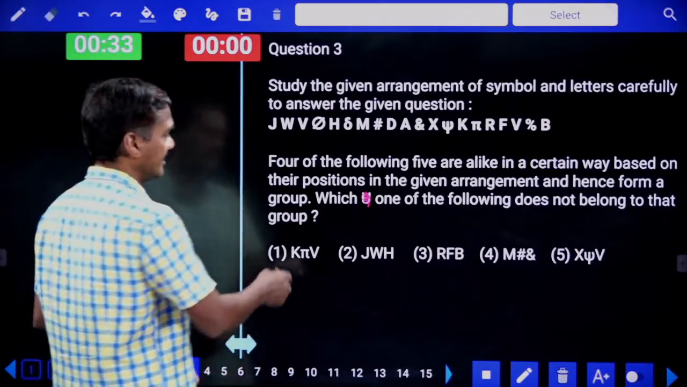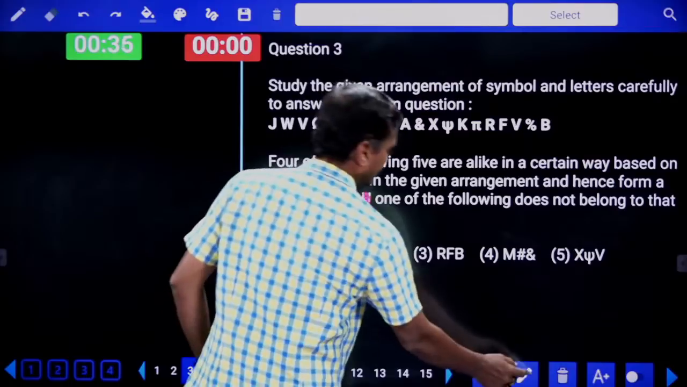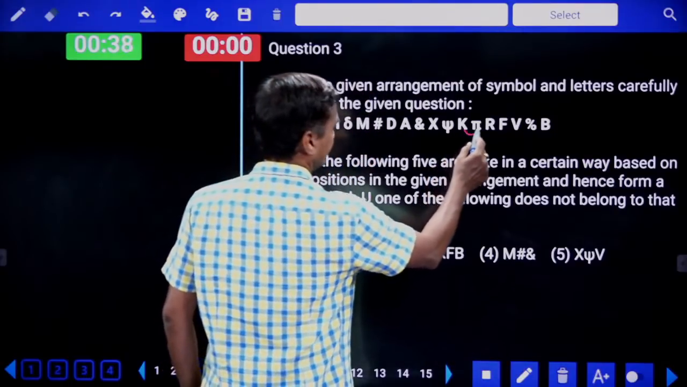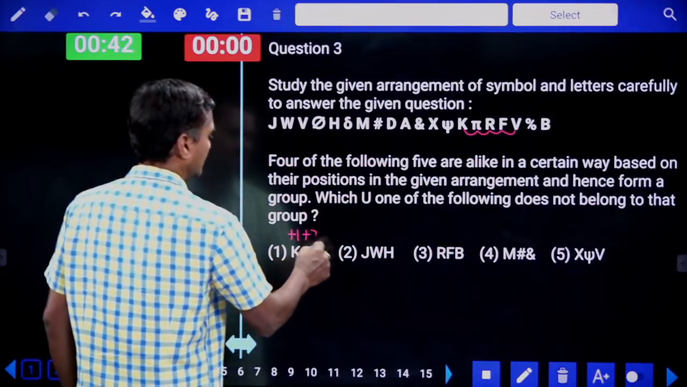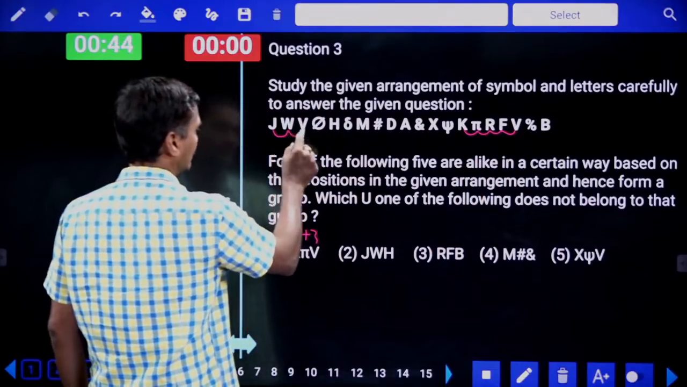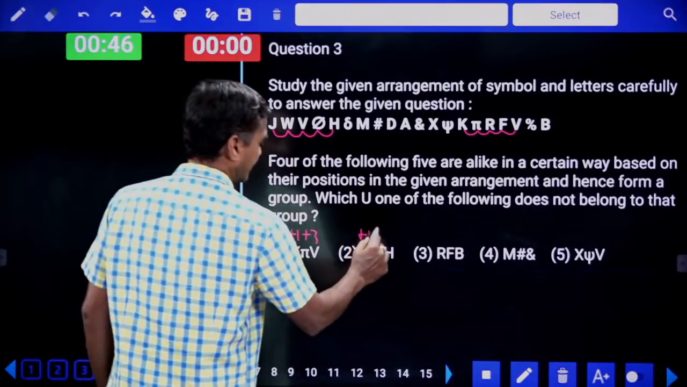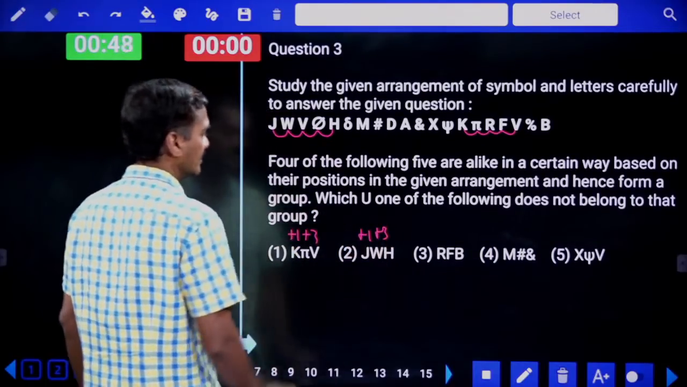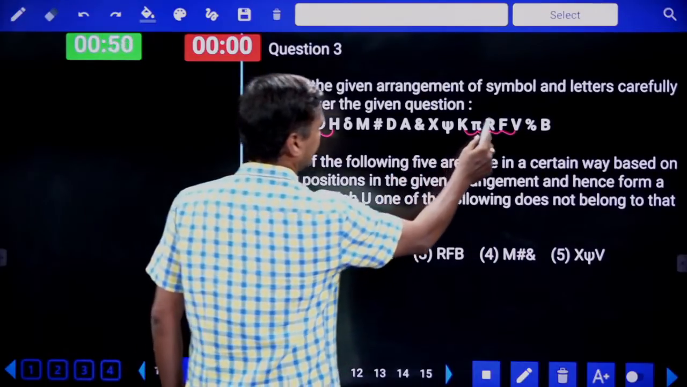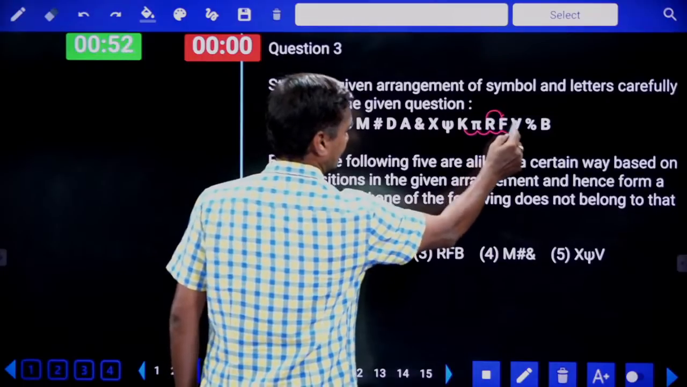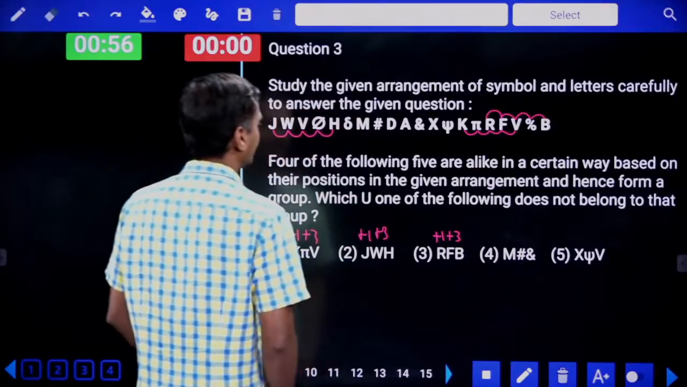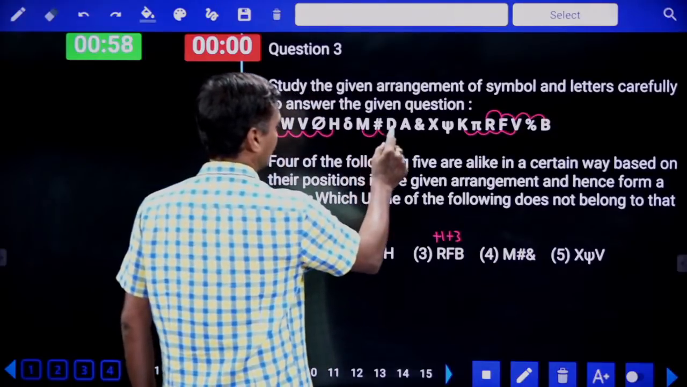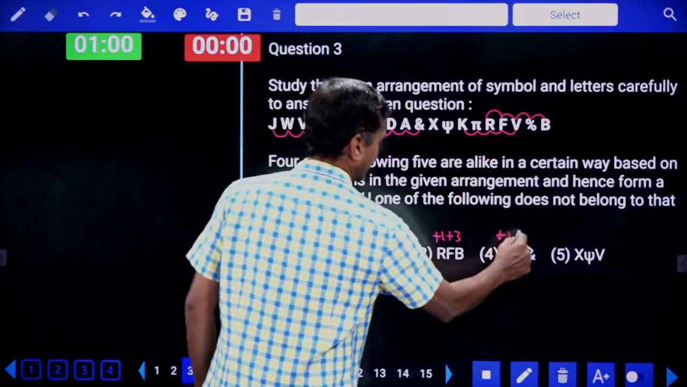First one, K and pi. K to pi, tell me what is the difference here? 1 and 1, 2, 3, plus 3. That means plus 1, plus 3. JW, J and W: plus 1, 1, 2, 3, plus 3. Here again the difference between the elements is 1 and 3. R, F and B. R and F: plus 1, 1, 2, 3, plus 3. Here again plus 1, plus 3. M, hash: M and hash plus 1, 1, 2, 3, plus 3. Here again 1 and 3.